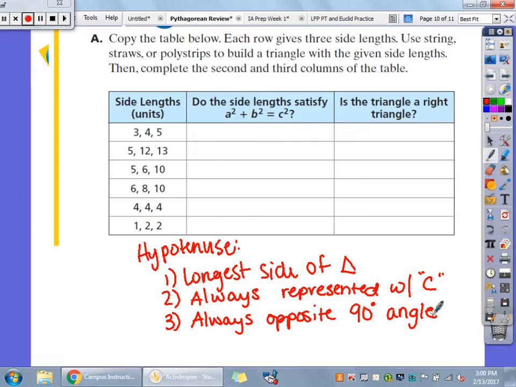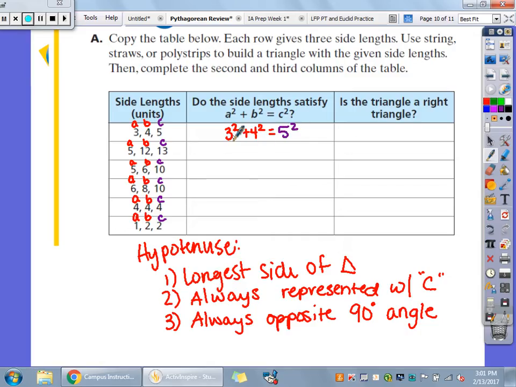Okay, so if we look at each one of these sets right here, each one of these longest sides would be our c. And it doesn't matter, we can do a and b, a and b, a and b. We're just going to label these a and b. So in order to determine whether or not these 3 side lengths would make up a right triangle, all we're going to do is take these 3 values and plug them into the Pythagorean theorem. So in this case, a is 3, b is 4, and c is 5.